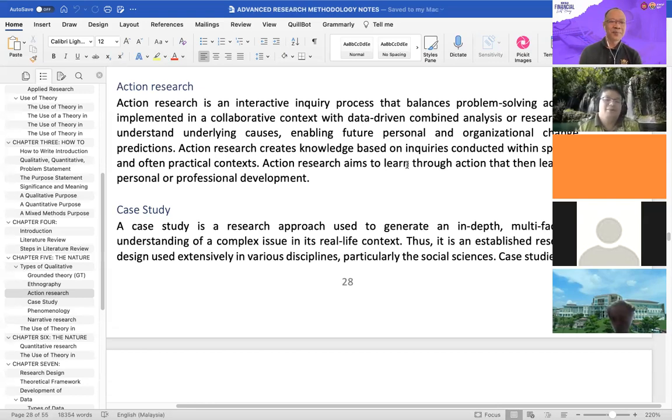Good question. Number one, it depends on your objective of the research. Some objectives require a quantitative method. Other objectives require qualitative methods. So there are some PhD theses which combine both quantitative and qualitative based on their research objective, which is okay.